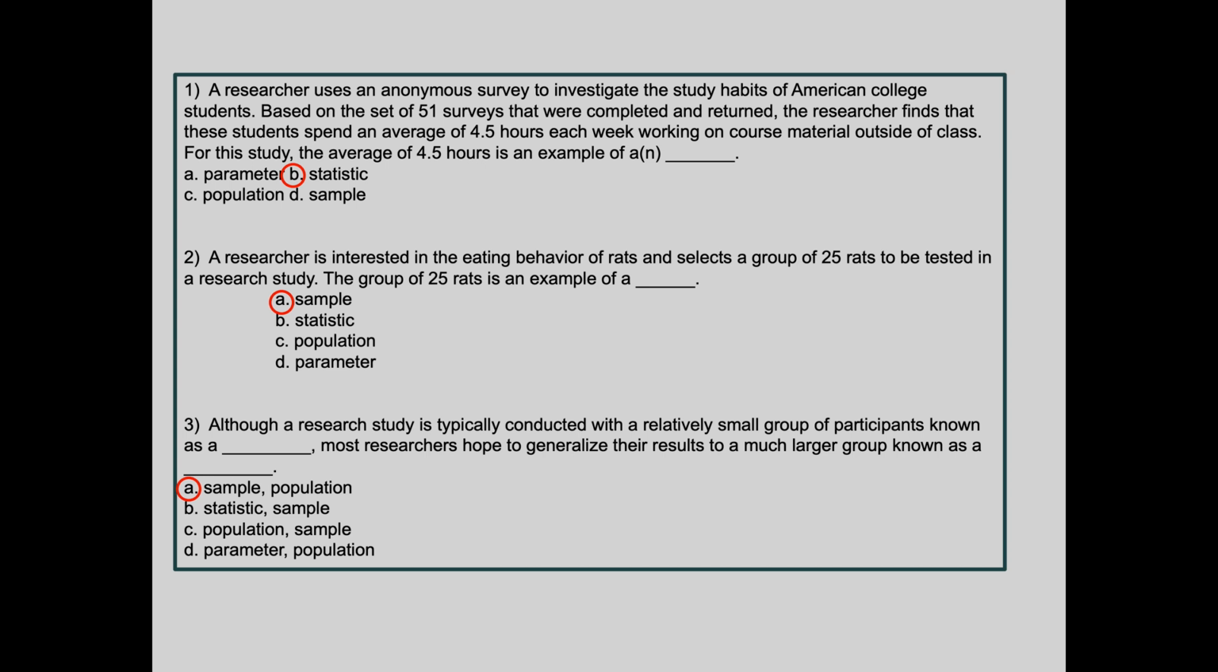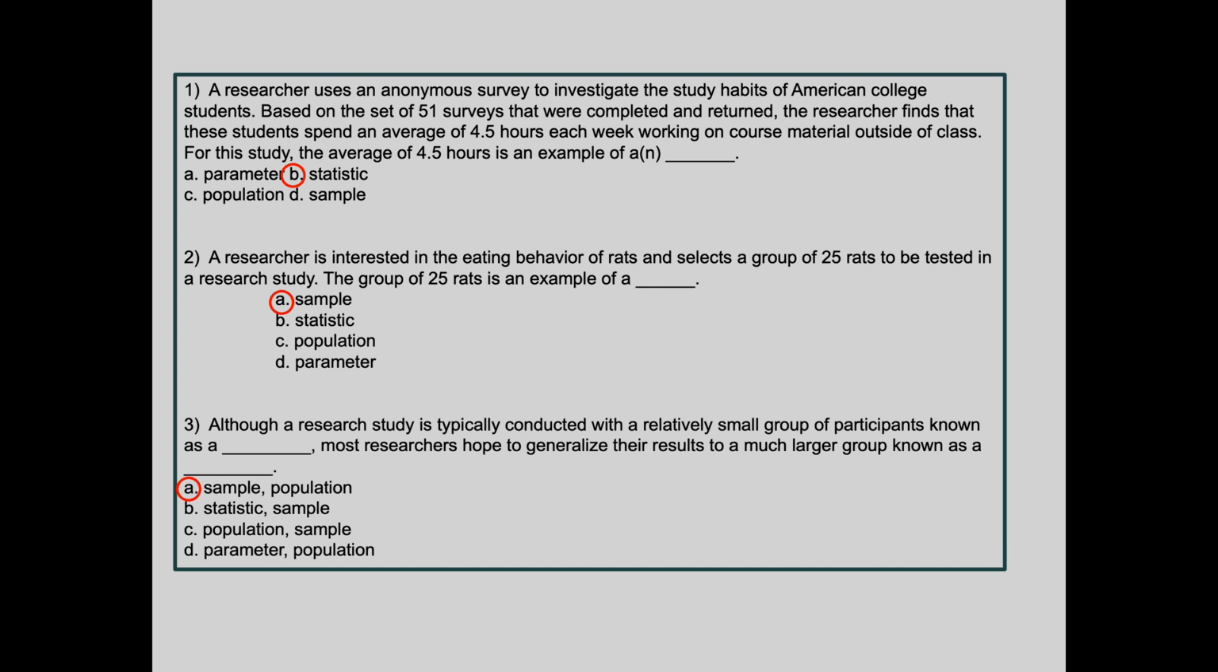And the answer is clearly there's a lot more than 51 people who are going to college in the United States. So therefore, it is a statistic. Remember PPSS? From a population, you draw a parameter. From a sample, you draw a statistic. So this is a statistic that's drawn from a sample of 51 people, or 51 surveys.